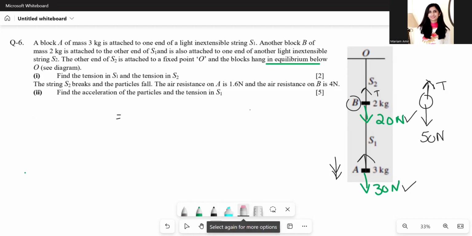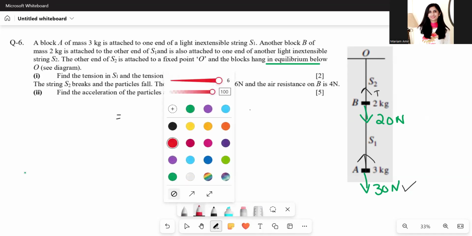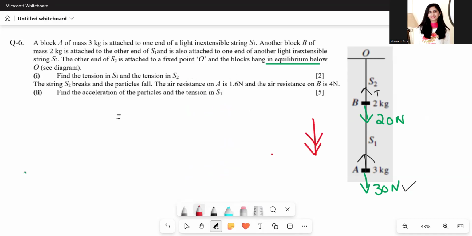Next is, string S2 breaks and the particles fall. The air resistance on A is 1.6. So there's another backward force, since the object is falling. So there's air resistance on A, which is another backward force, which would be 1.6 Newtons. And air resistance on B is a backward force in this direction, which is 4 Newton. Find the acceleration of the particles and the tension in string S1.